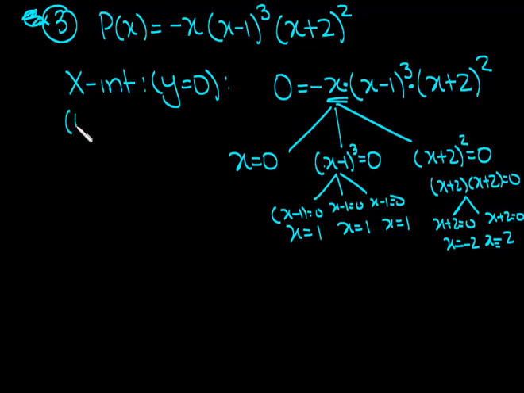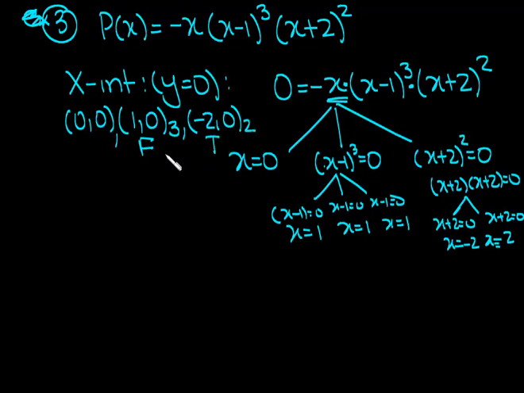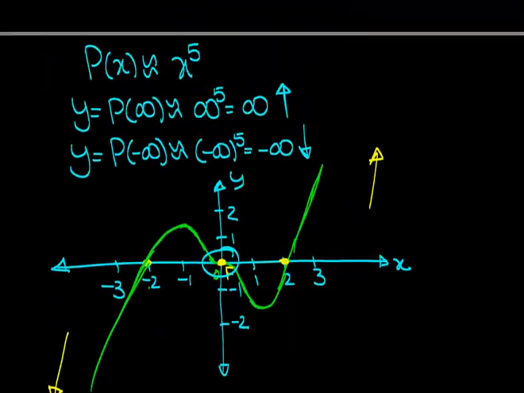So let's write them down. We have 0, 0. Then we have 1, 0. That repeats 3 times, so it flattens there. Then we have negative 2, 0. That repeats 2 times, so it turns there. So those are my x-intercepts. Okay. Now before I go any further, let me just go back to this one.